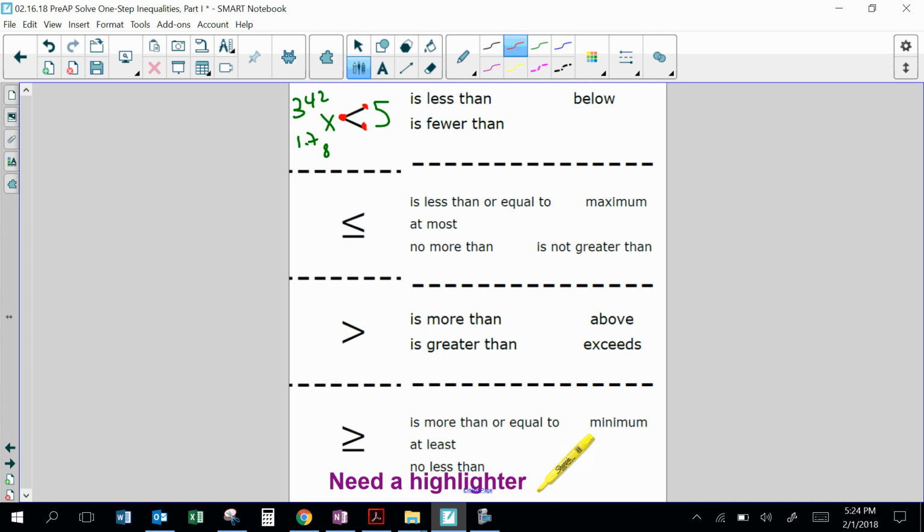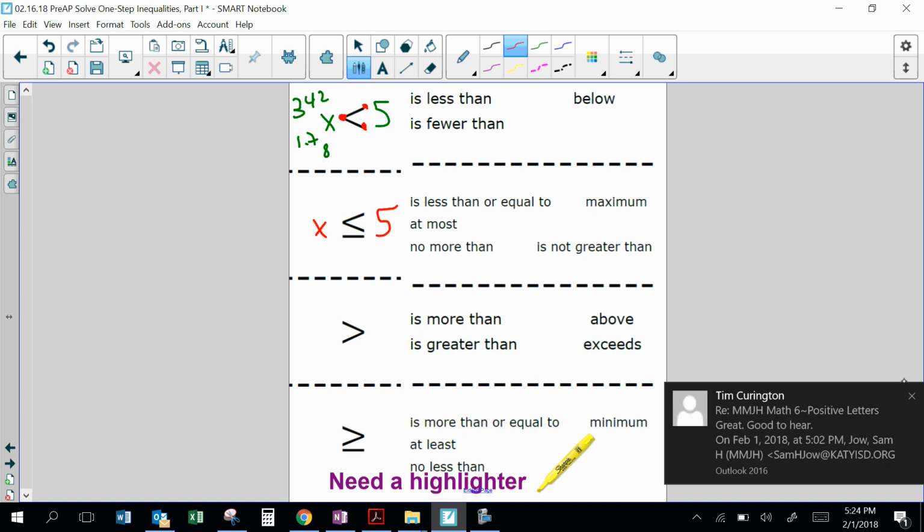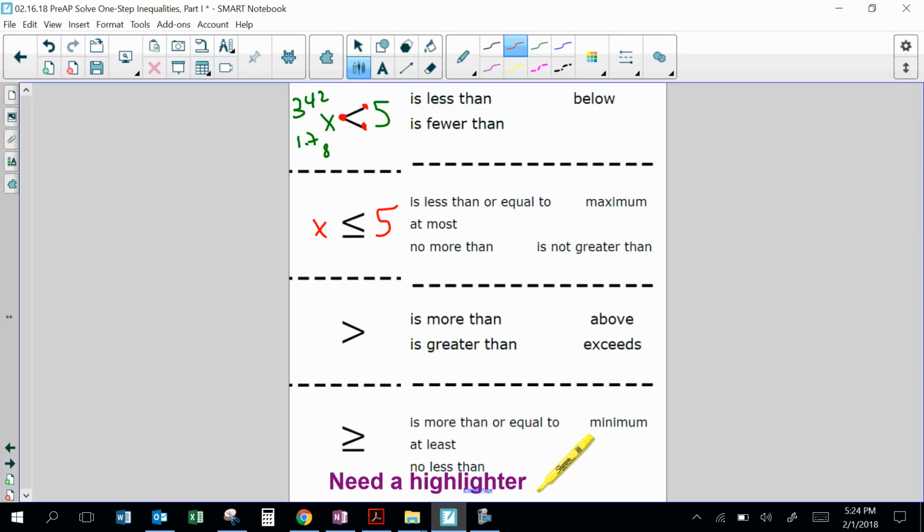So this is the less than, but we're adding a second component called the equal to. Less than or equal to. It also means at most, no more than, maximum, not greater than. So for example, here x is less than or equal to 5. It could be less than 5 or equal to 5. Or it can be the most, it can be 5. It can't be more than 5. It cannot be greater. So what numbers satisfy this? 4, 3. What about 5? Yeah, because the maximum could be 5. 5 could be the most.